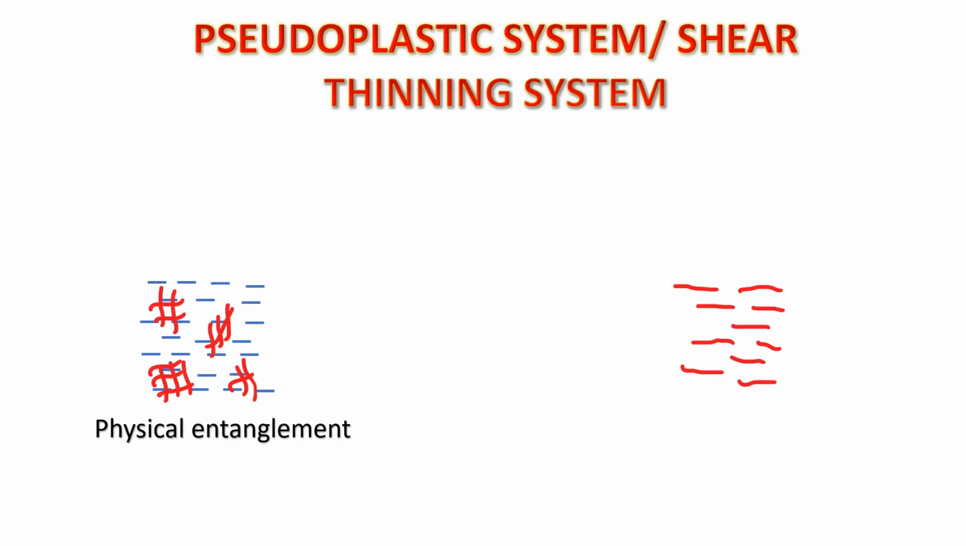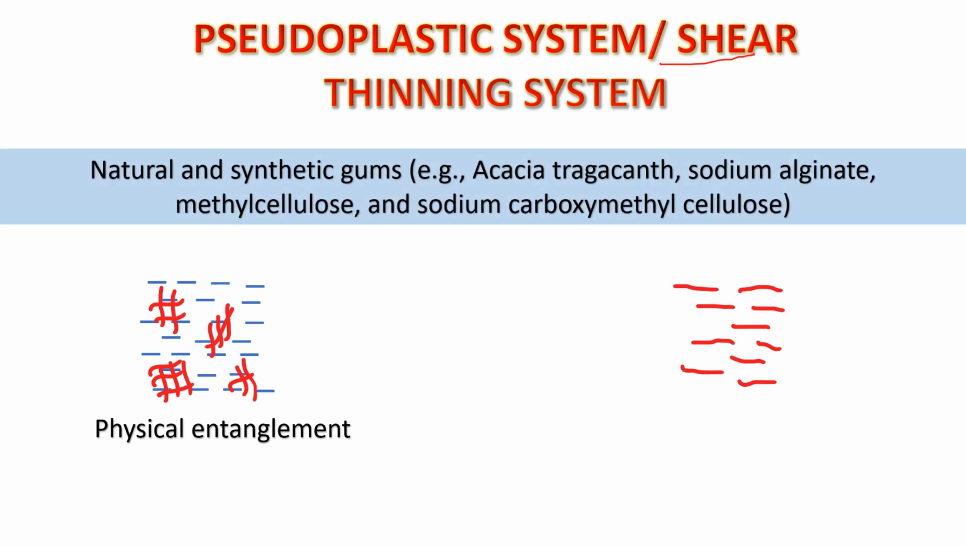Coming to the concept of the pseudoplastic system, which is also called a shear thinning system. Why it is called that, we'll discuss. It is usually seen in natural and synthetic gums like acacia, tragacanth, sodium alginate, methyl cellulose and sodium carboxymethyl cellulose. These gums are all polymers. They are in entangled form, yes, entangled. Correct? There is a physical entanglement.